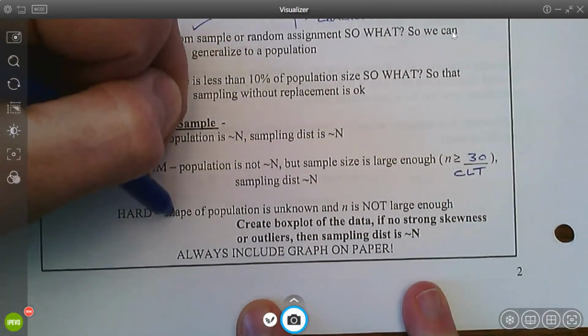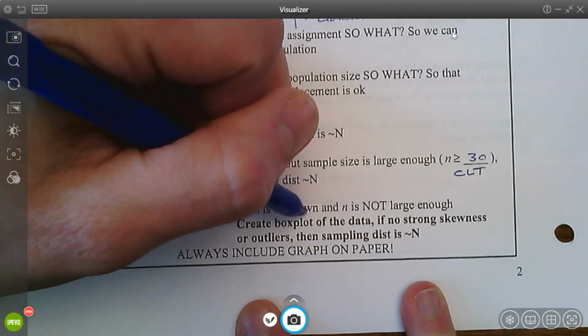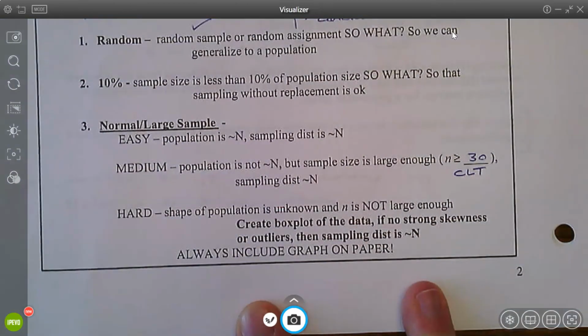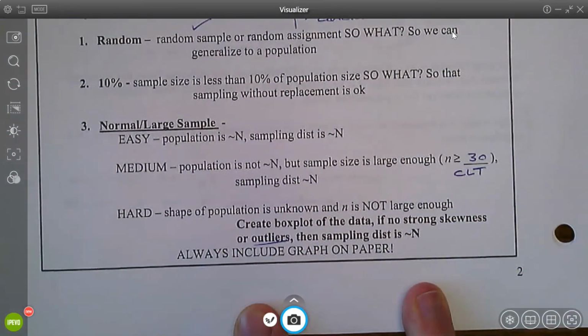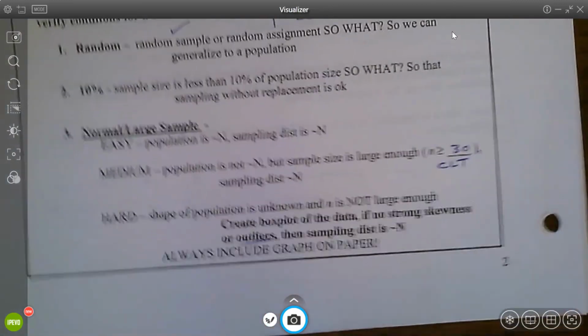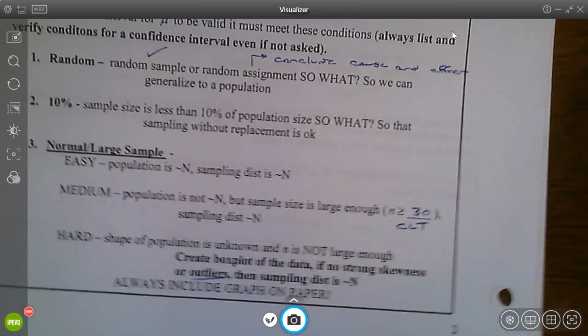And if the shape of the population distribution is unknown and your sample size is not at least 30, then we have to look at a box plot. We could look at a dot plot, we could look at a stem plot, but the box plot is going to be what I recommend because that will immediately tell us if we have any outliers. And you will always have to include this graph as part of your 4-step process if this is the scenario you find yourself in. All right.